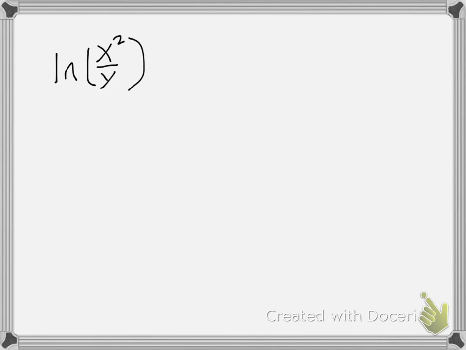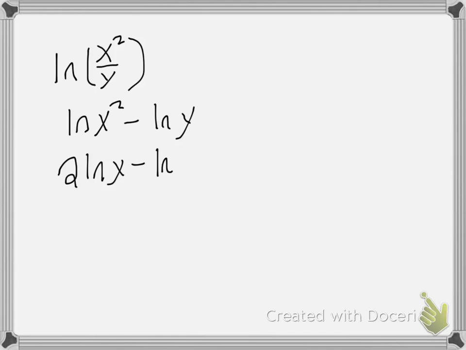Okay, and here's an expanding problem. And guys, when I say you must show your steps for full credit, I mean it. You can't just leave things blank, okay? So show me your first step. Show me that you have the ln of x squared minus the ln of y. And then show me you brought down your 2 for 2 ln of x minus ln of y. And guess what? That's it. All right, 2 steps should have taken you like 15 seconds.